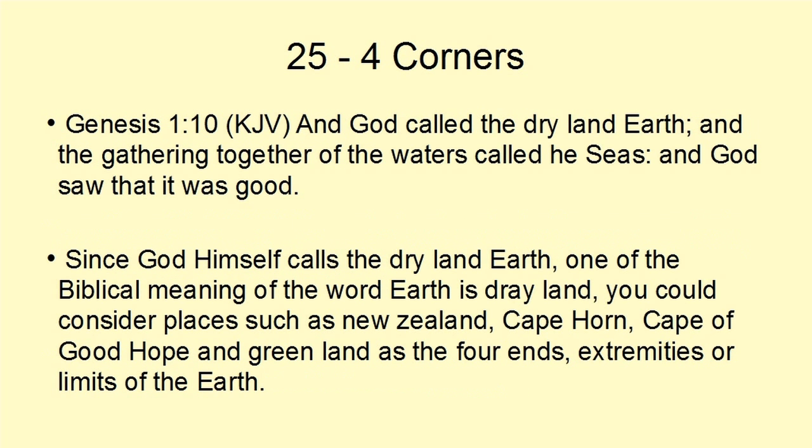Genesis 1:10. And God called the dry land earth, and the gathering together of the waters called he seas. And God saw that it was good. Since God himself called dry land earth, one of the biblical meanings of the word earth is dry land. You could consider places such as New Zealand, Cape Horn, Cape of Good Hope, and Greenland as 4 corners, extremities, or limits of the earth.